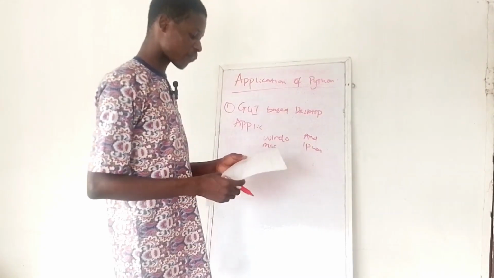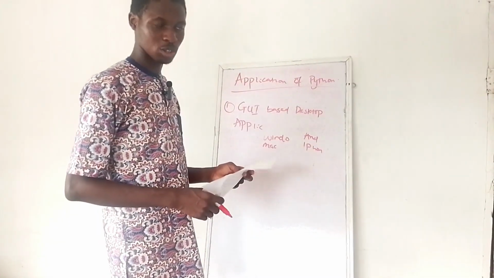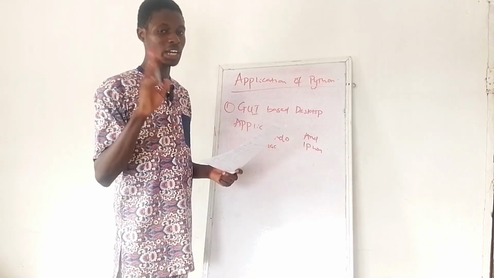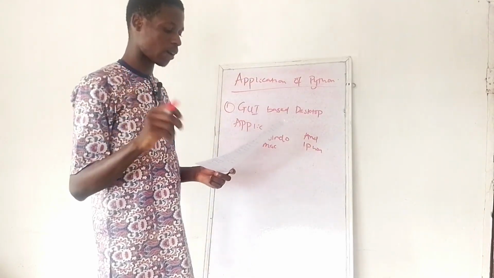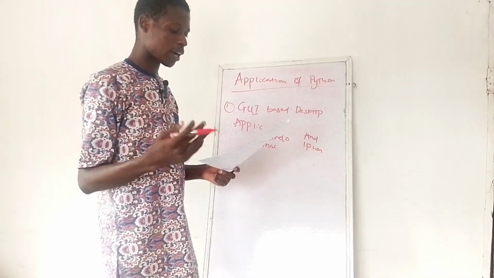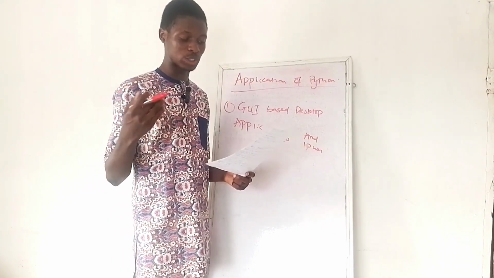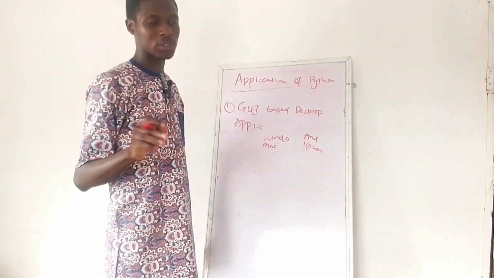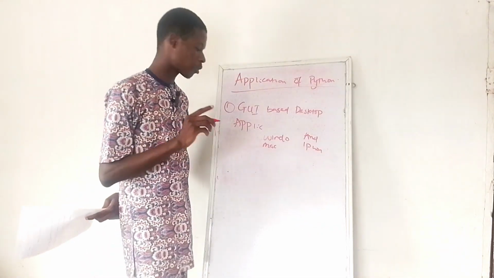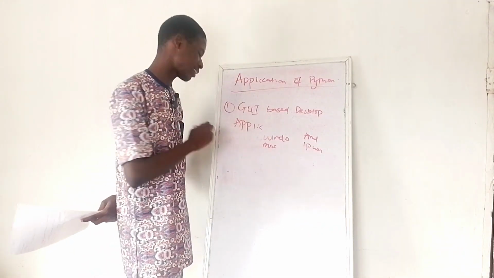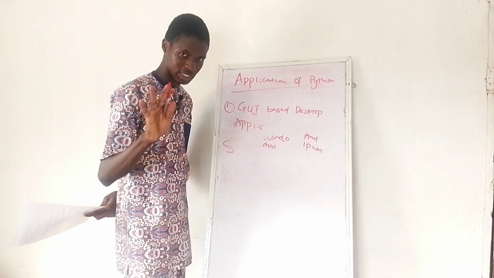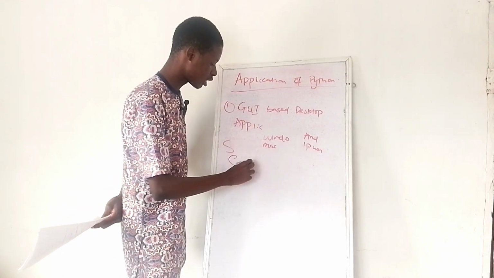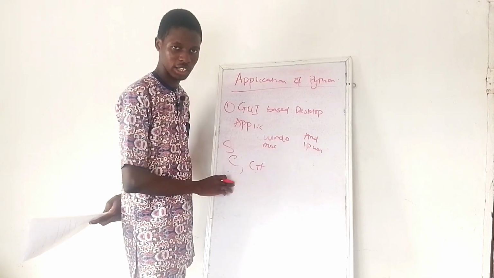So number 4, we have software development. Good. One other thing I want you to go and read in your manual is the pros of Python, meaning why Python is good. Easy to read. For the cons, one of the things in which Python is lacking is speed. Python is fast, but not as fast as programming languages like C and C++. You get? Good.